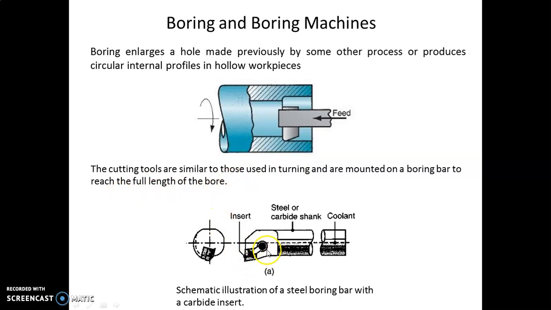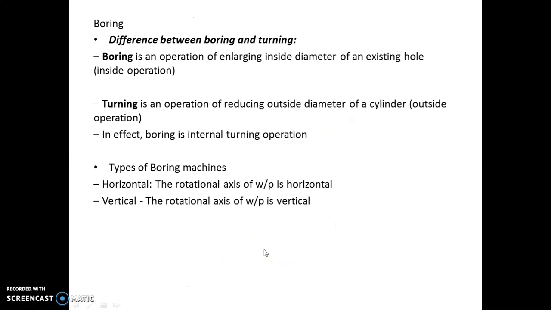Here the illustration of a steel boring bar shows an insert as a cutting tool mounted on the shank of steel or carbide, through which coolant flows to maintain the temperature. Let's discuss the differences between boring and turning. Generally, boring is an operation to enlarge the inside diameter, and turning is the operation of reducing the outside diameter. So boring is an internal turning operation.